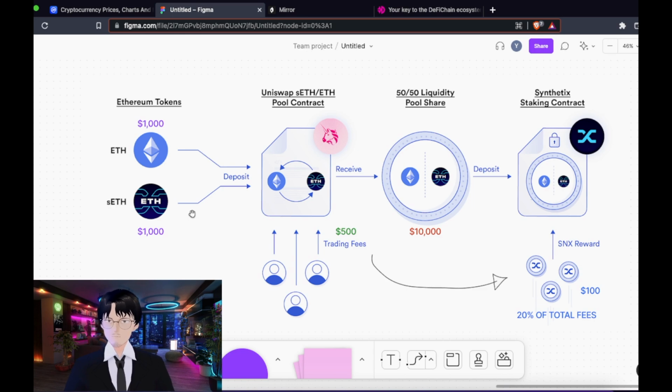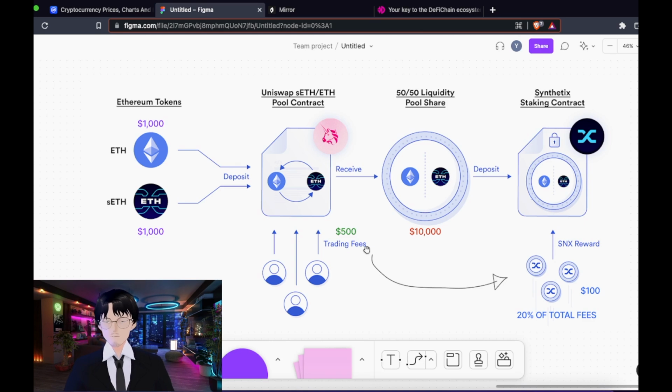Another thing you'll receive is trading fees proportional to the amount of liquidity you supplied in comparison to the entire size of the pool. So let's say the entire liquidity pool is worth $10,000 and you supplied $2,000, which is 20% of the entire pool, right? So you own 20% of that entire pool. So let's say this liquidity pool generates $500 in trading fees. You would receive 20% of the fees. So that's $100 just from trading fees.